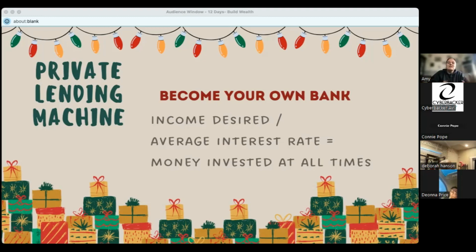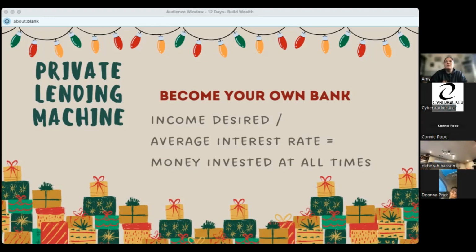You would take the monthly income of $30,000 times 12, which is $360,000. And then we're going to divide that by 16%. That gives us a total of $2,250,000 loaned out at all times to create that passive income goal.